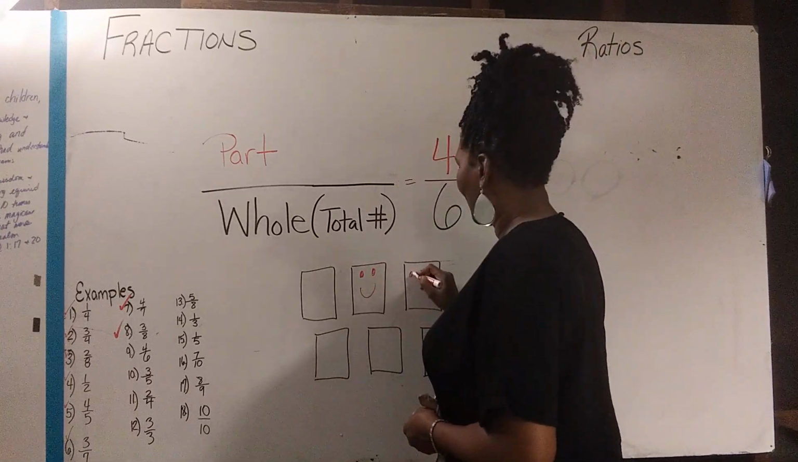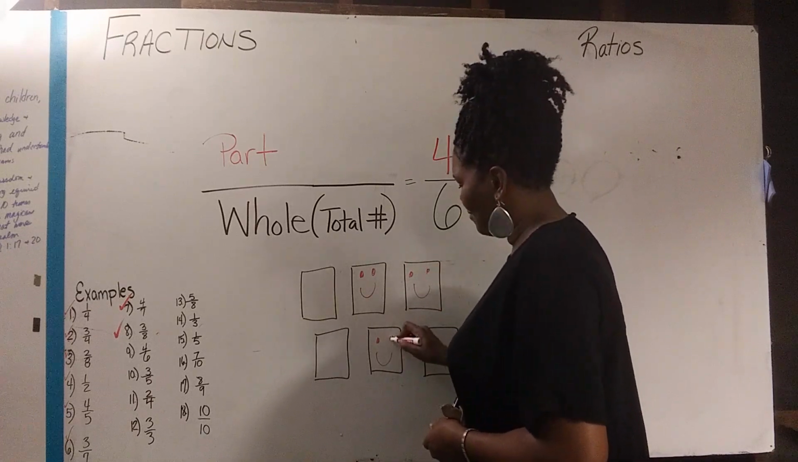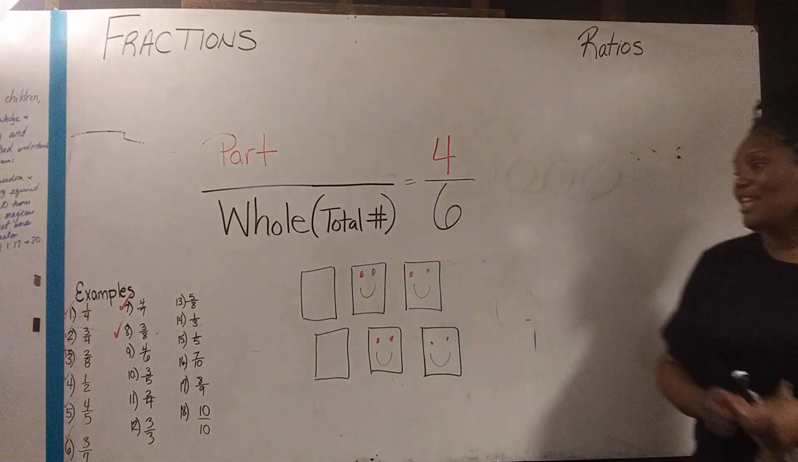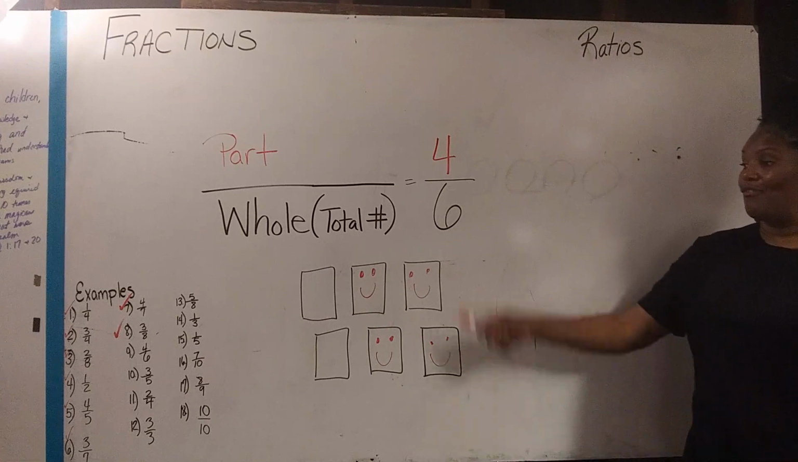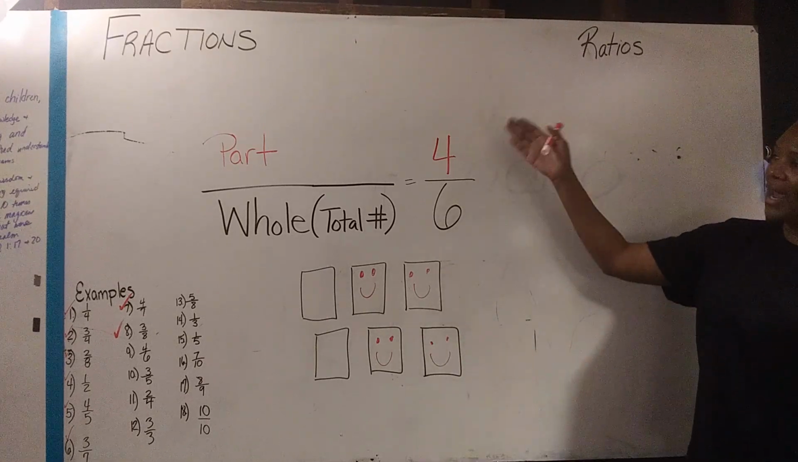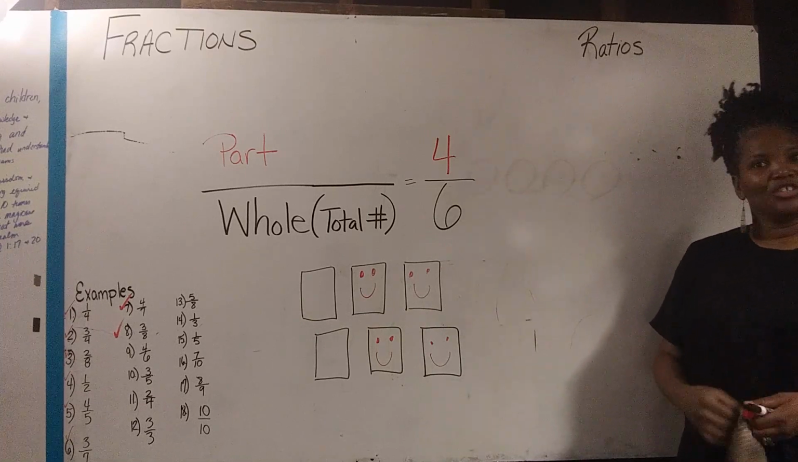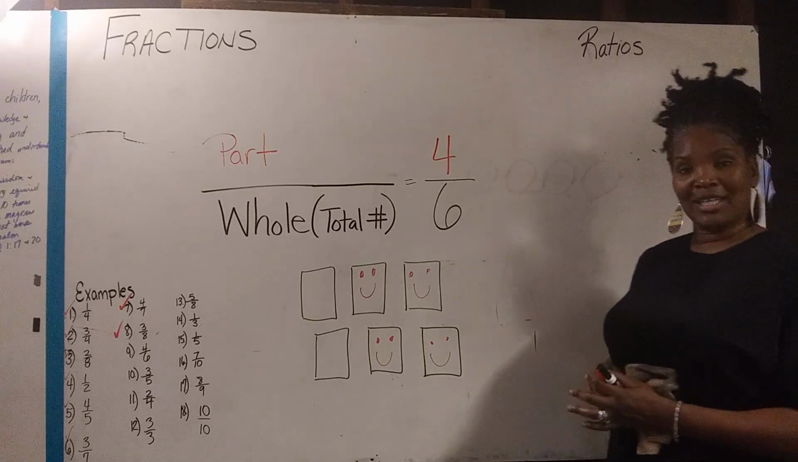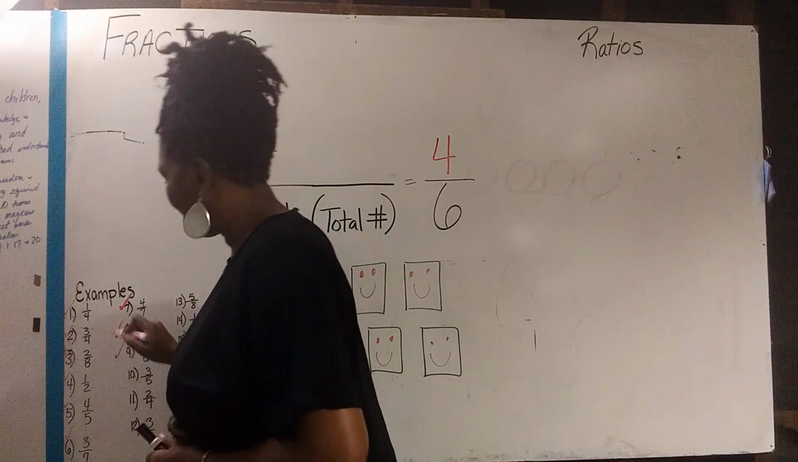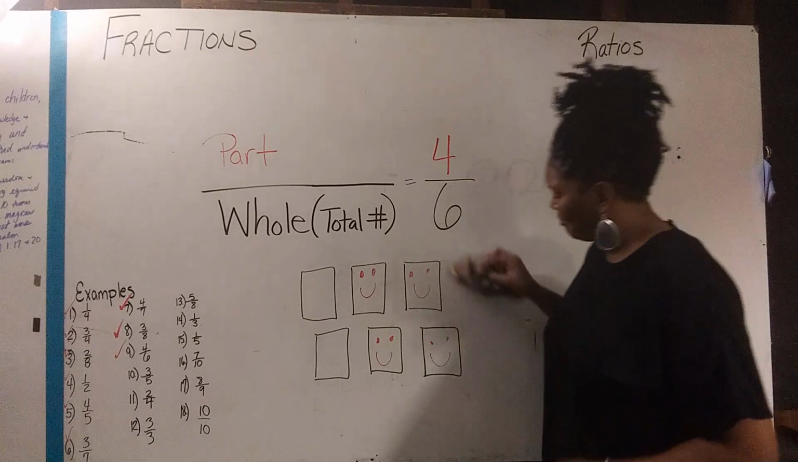This one has a smiley face, and that one has a smiley face, and that one has a smiley face, and that one has a smiley face. So, 4 of our 6 squares have smiley faces. And our number is 4/6. Good job. Did we get the answer right? Yes, we did. So we're going to come all the way over here and put check marks. Good job.